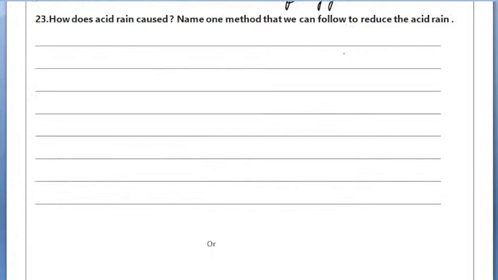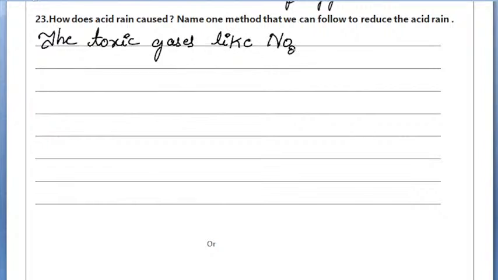How does acid rain cause? Is the next question. See, how does acid rain cause? You have to write. First of all, you must know. See, there are toxic gases, children. There are toxic gases like nitrogen dioxide and sulfur dioxide in the atmosphere.